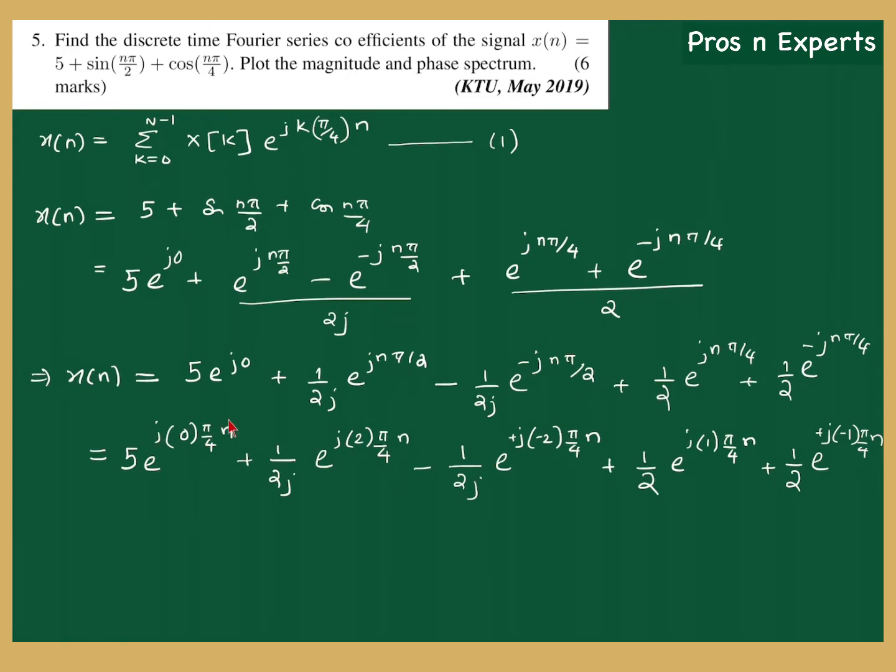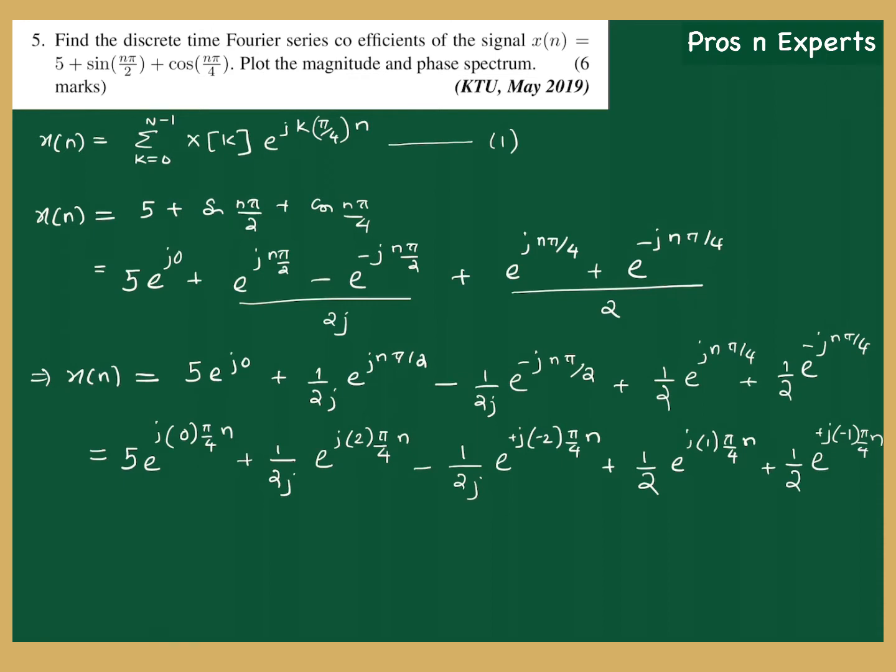That is very simple, because you have to compare every term for that. Let me take this term. Here the signal is e raised to j0 pi by 4 n, as it contains n there. It's the only factor which contains the variable. Now compare this signal with e raised to jk pi by 4 n. What can you infer? Nothing but k equal to 0.